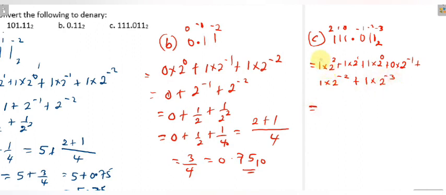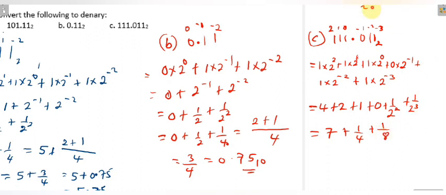So when you work this out, 2 raised to power 2 is 4, 4 times 1 is 4, plus 2 raised to power 1 is 2, times 1 is 2, plus 2 raised to power 0 is 1, times 1 is 1, plus 0 times 2 raised to power minus 1 will always be 0, plus 1 times 2 raised to power minus 2 becomes 1 over 2 raised to power 2, plus 1 times 2 raised to power minus 3 will be 1 over 2 raised to power 3. So this will be equal to 4 plus 2 plus 1, that is 7, plus 1 all over 4, plus 1 all over 2 raised to power 3, which is 8. 2 raised to power 3 means 2 times 2 times 2.